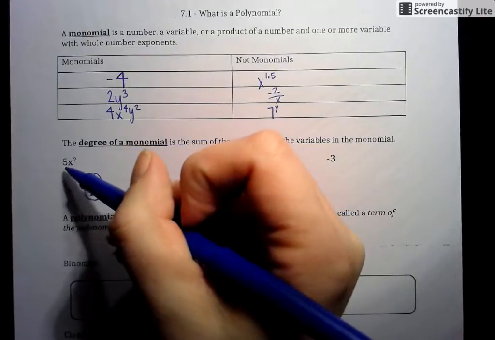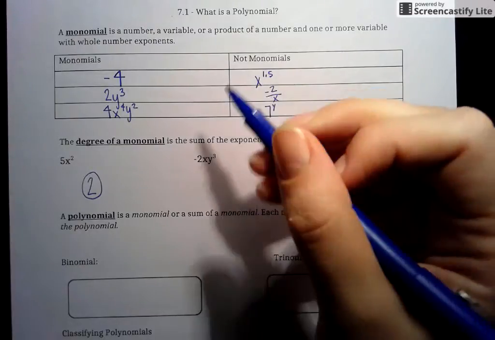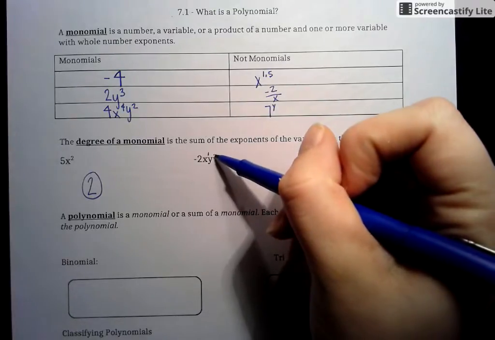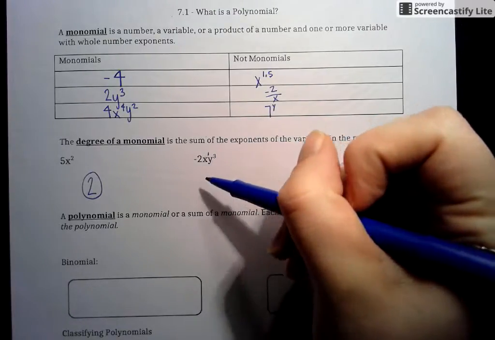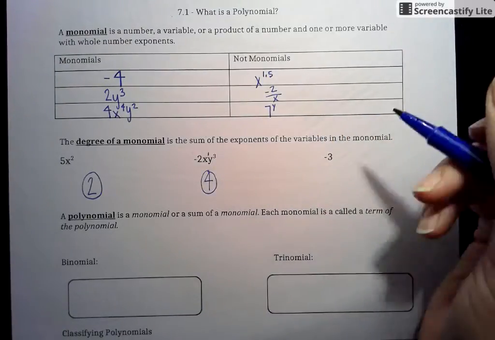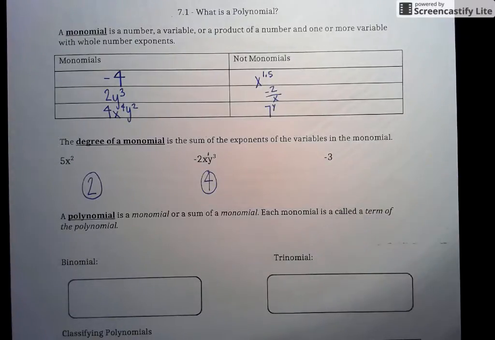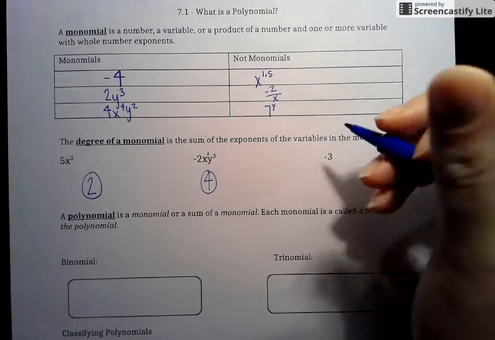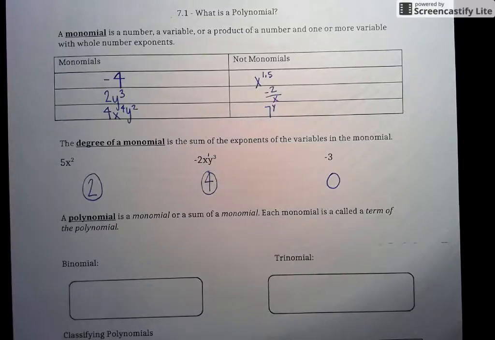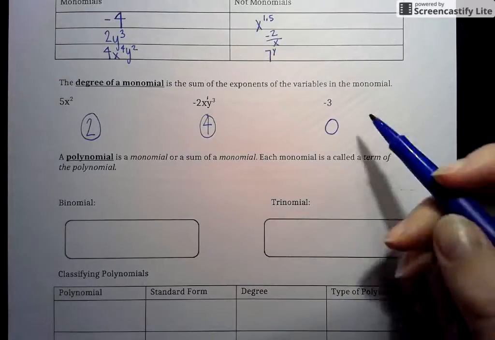Now that would be an example of a monomial because it's one term. This is an example of a monomial too, and it has an exponent of 1 for that x, and then to the third. So what you're going to do is you're going to add those together. So your degree would be 4. Now in this one, it's independent, so it doesn't have a variable associated with it. So this one would have a degree of 0. So if it does not have an exponent, it's always going to be 0. So it's like an integer in that case.